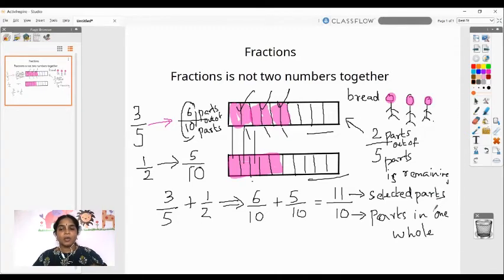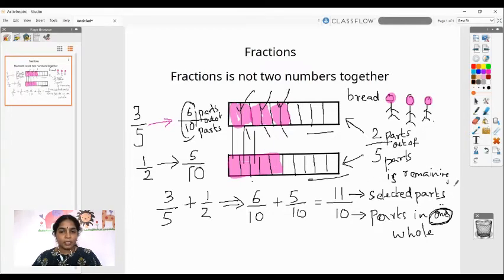That is the meaning of the numerator, and that is the meaning of the denominator. See, your total number of parts could be 20, but do we write 20 there? No, because that is not the meaning of the denominator. The meaning of the denominator is how many parts are there in one whole. It is not the total number of parts. In one whole, that is in one whole bread, how many parts are there.